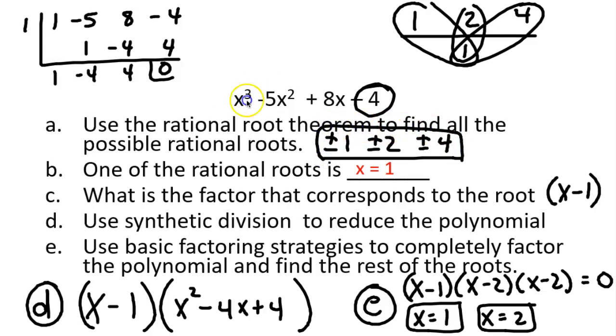you'd have to go through and plug them all in until you found one that makes 0. But like I said, I'm going to save you guys the effort there. I'm just going to tell you what one of them are. One of the roots that work is 1. Part C, if you turn that into a factor, then that would be x minus 1.